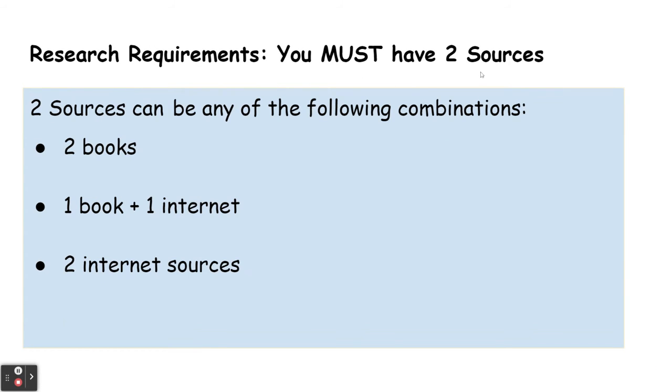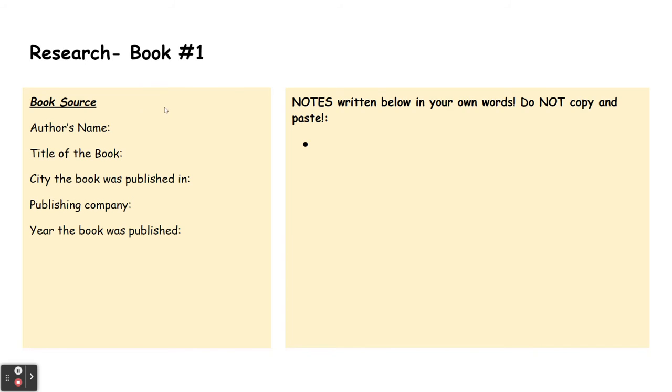Then this is your research requirement. So you must have 2 sources. 2 sources can be any of the following. You could have 2 books, 1 book, 1 internet, or 2 internet sources. And then on the slides that have yellow on them, you'll fill in the information that you need. So book source, you'll tell me the author's name, title of the book, city the book was published in, publishing company, year the book was published, and then any notes you'll put over here.